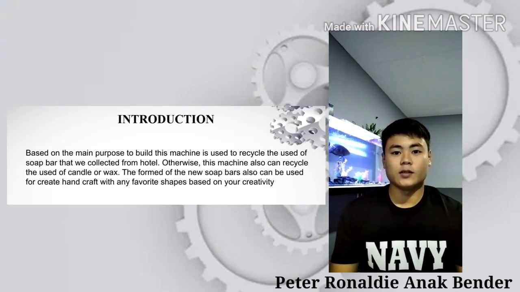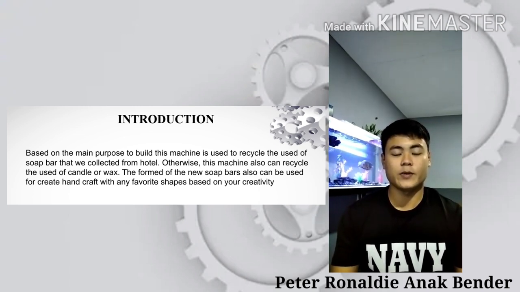As the introduction, this machine is used to form a new soap bar from used soap bars using grinding, heating, and molding processes. We got the idea to fabricate this machine because nowadays most people just throw away the used soap bar when it is already small in size and cannot be used again.